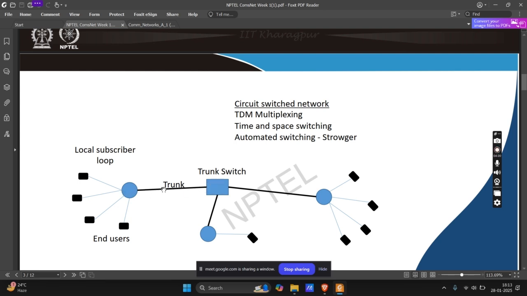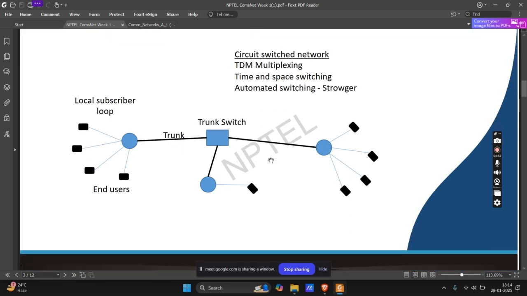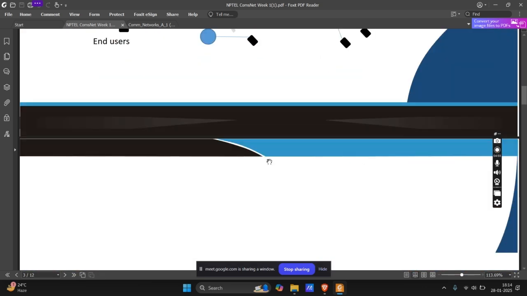Trunk lines connect switches and hubs. They do not connect end users. This trunk line will then connect to a trunk switch. At this trunk switch, a decision will be made that since the destination lies in hub number 3, we need to forward this packet to hub number 3 and not to hub number 2. This is the task of the switch. This switching will be the main topic of today.